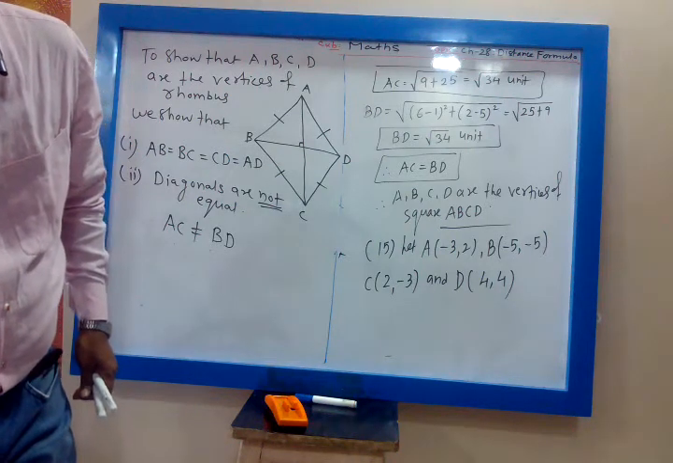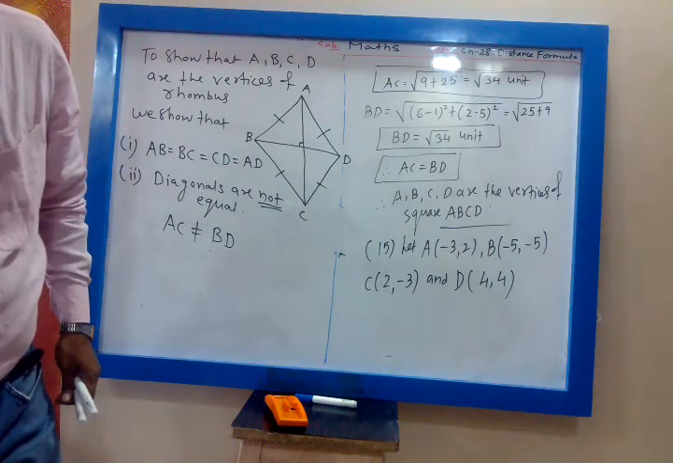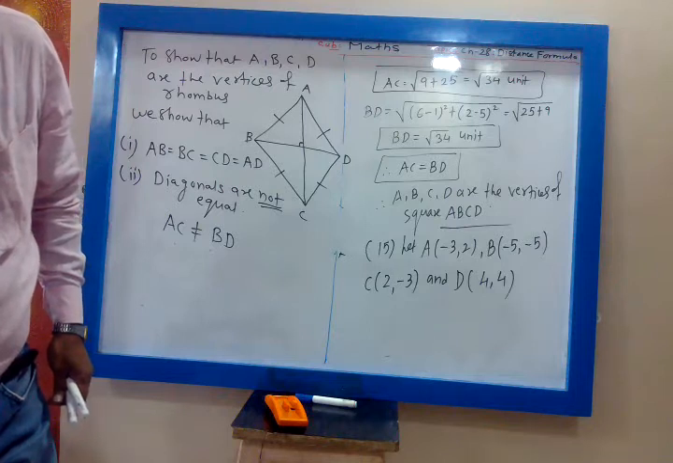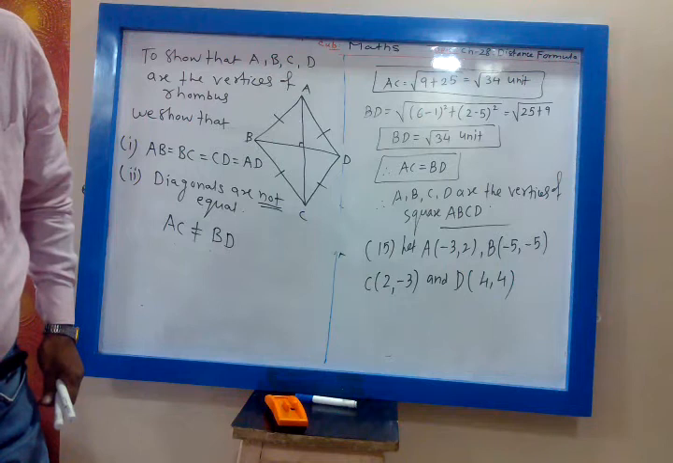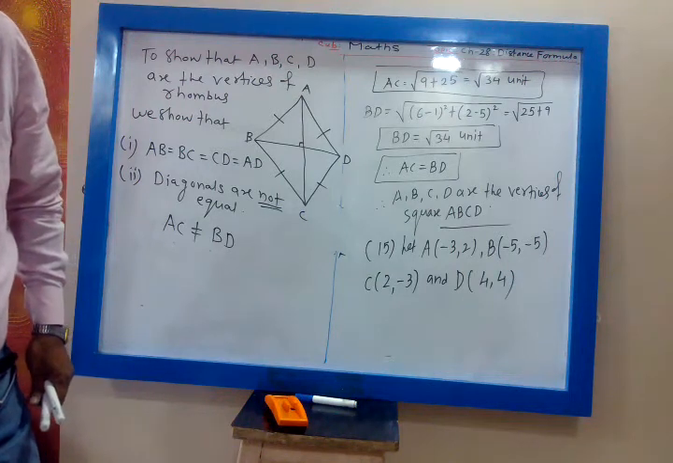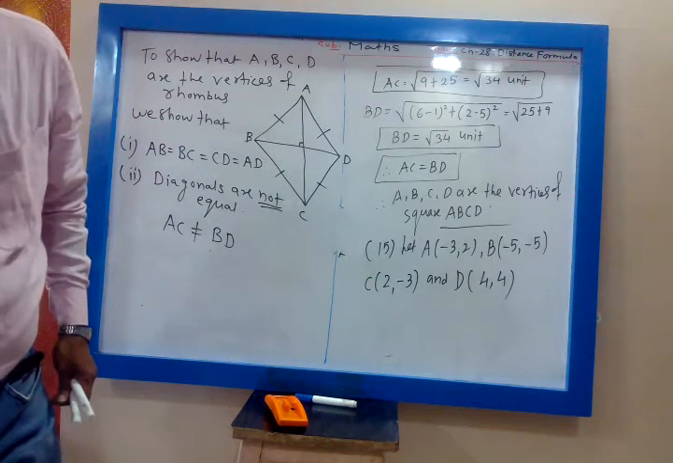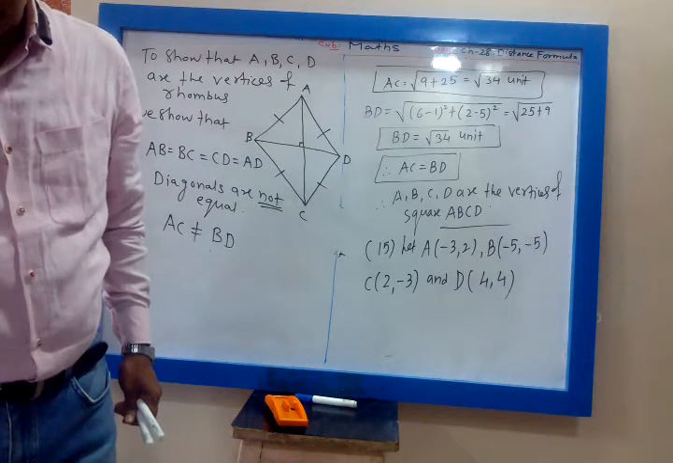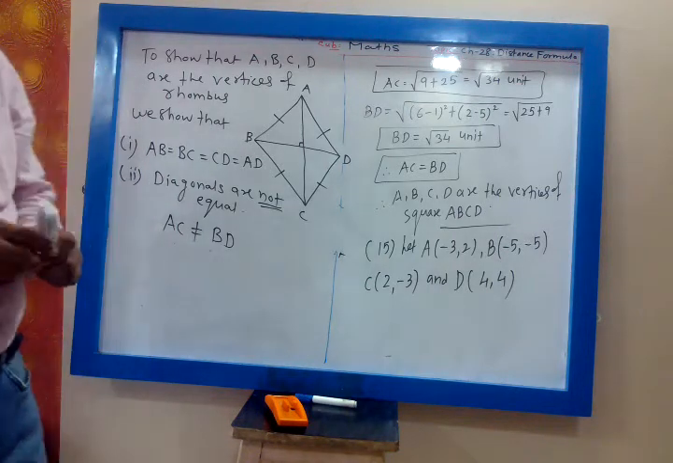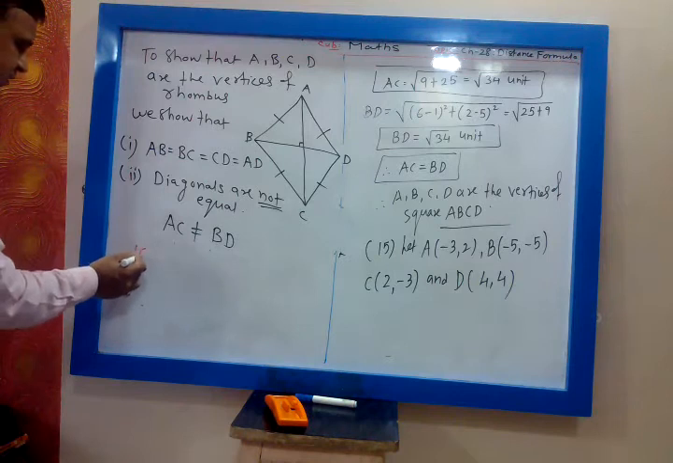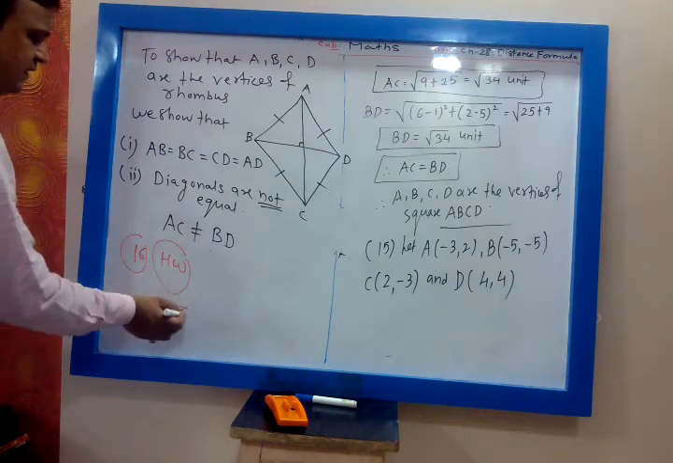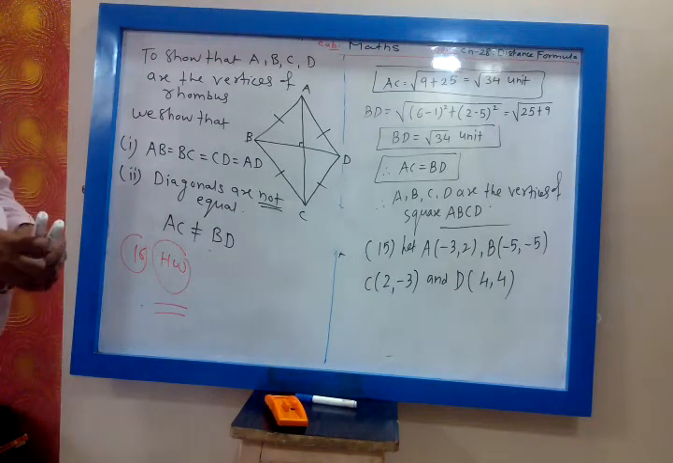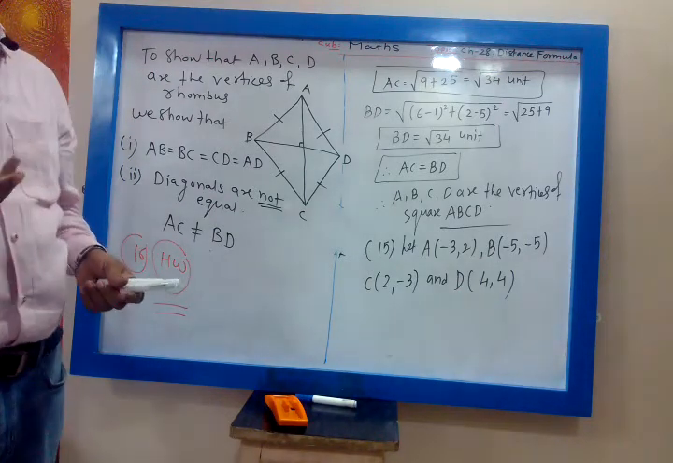Now, 16. Show that the points ABCD are the vertices of quadrilateral. Now 16th will be homework because you are given AB is equal to CD. Use distance formula, find AB, find CD, then from that you square both the sides and get the value of A.